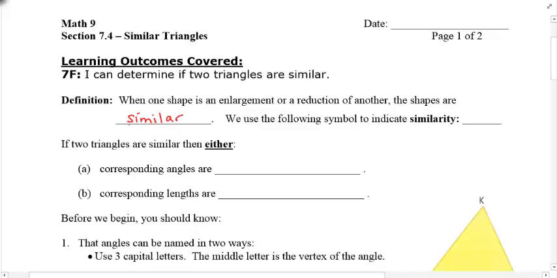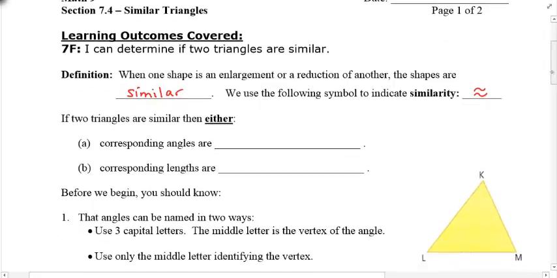In math, we use this little symbol to indicate similarity. It's not the equal sign, but it's like a wavy equal sign. Okay? So this is the symbol we use to show something is similar. How do you tell if something is similar? Well, remember, it's an enlargement or reduction. So the corresponding angles of the two shapes must be equal. Or, like what you've seen in the previous topics, like the scale diagrams and maps, the corresponding lengths must be proportional.